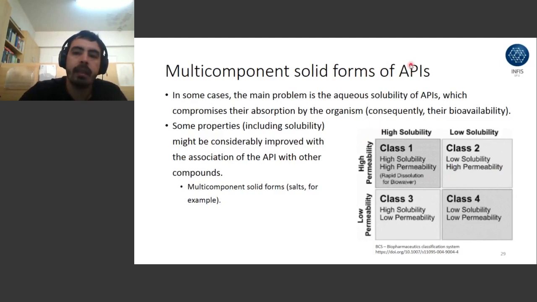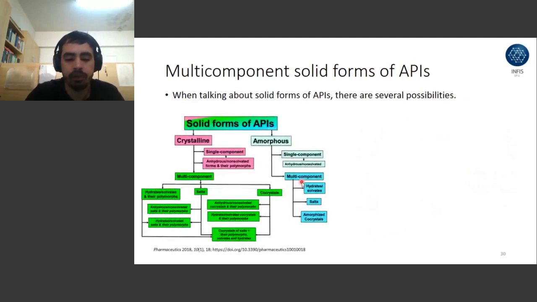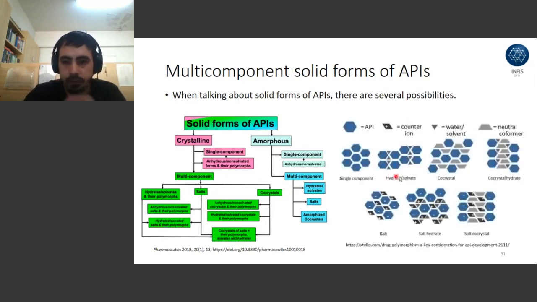at least of these active pharmaceutical ingredients. We can propose a lot of different multi-component solid forms, or we can find APIs in different solid forms. They might be classified as amorphous or crystalline, depending on their structure. And of course, I'm interested in these co-crystals, because co-crystals are multi-component solid forms that might be formed with neutral drugs.